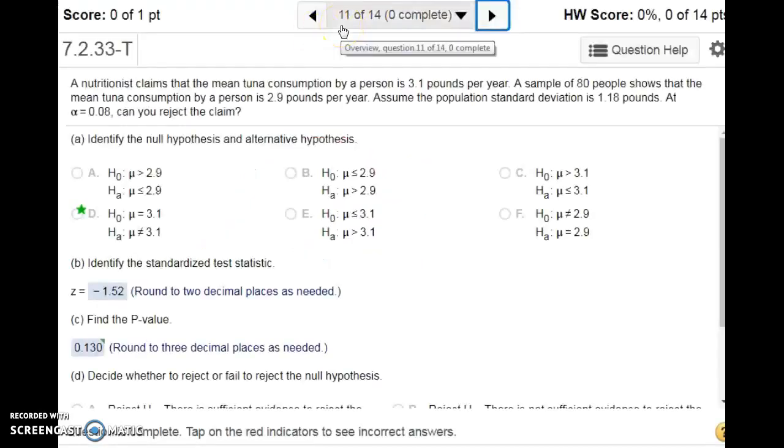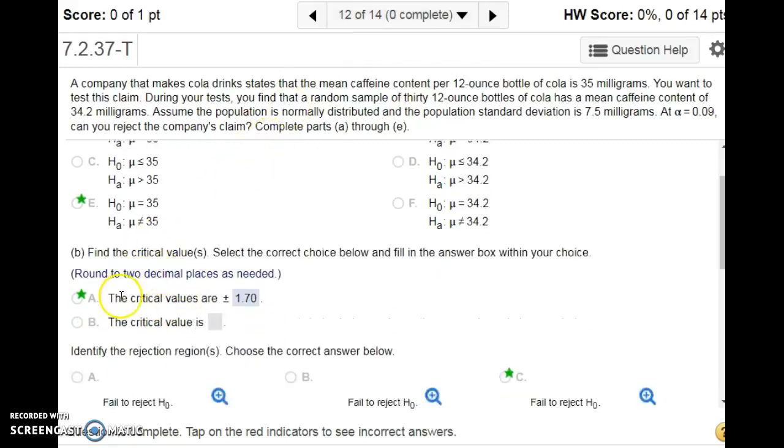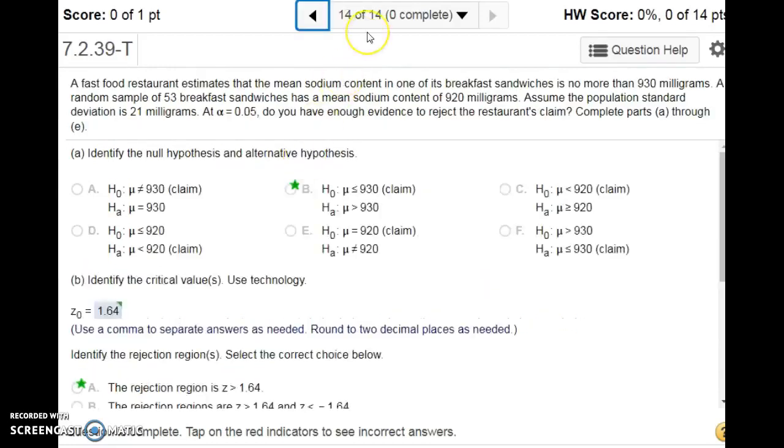Number 11 is going to be very similar to number 10, just with some different values for your sample and your population. And number 12 is going to be like the previous problems, but instead of using the p-value approach, it is actually going to want you to use the critical value approach to talk about whether you reject the null hypothesis or not. And number 13 and 14 are the same.